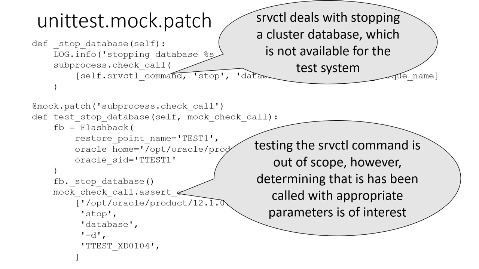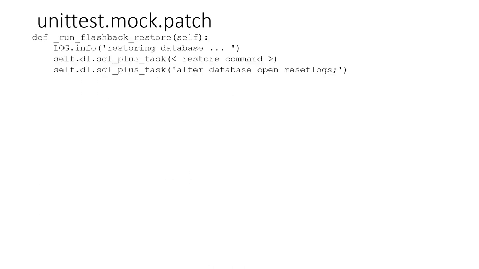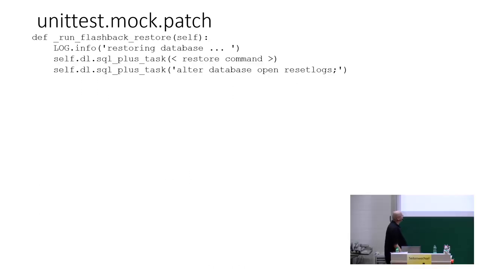I'm not interested if an operating system command is working or not, because I expect it is working. I just want to know whether it has been called or not, and if and when this has been done with the right parameters. Here's another example. It shows you if you have actually two calls of the same function, which happens quite often.